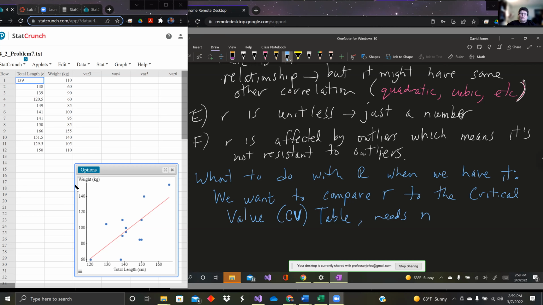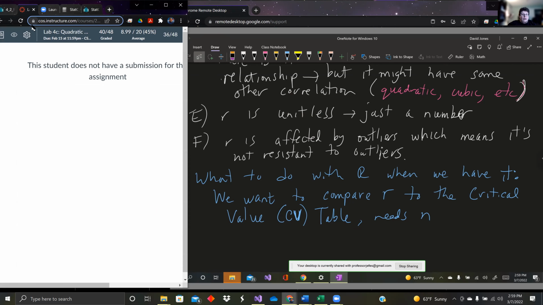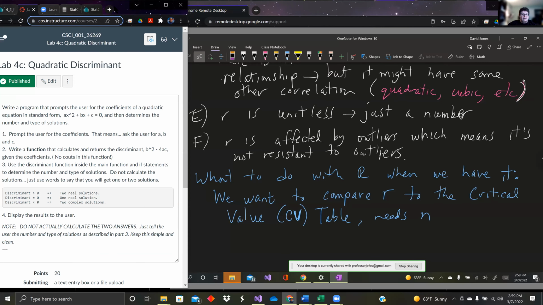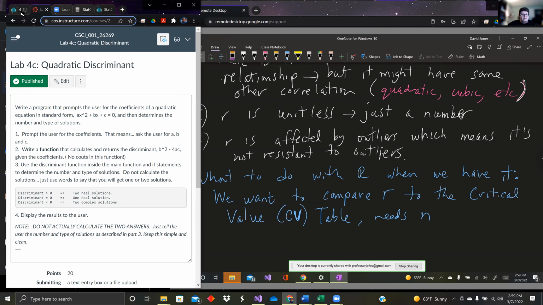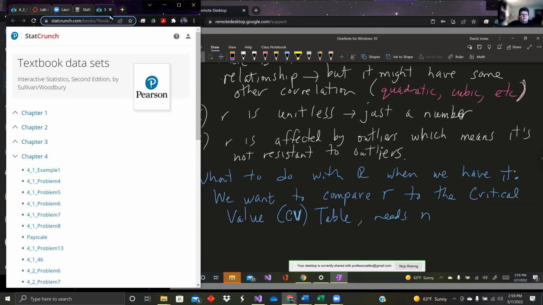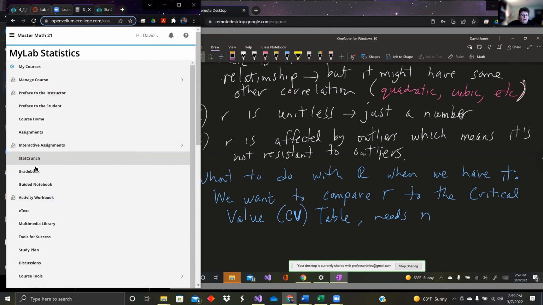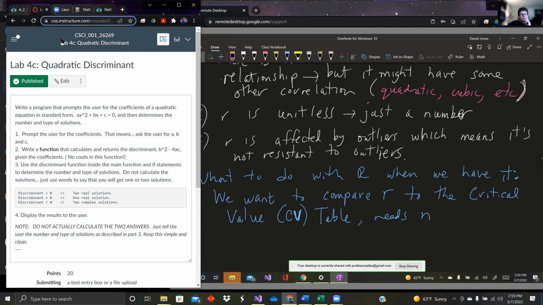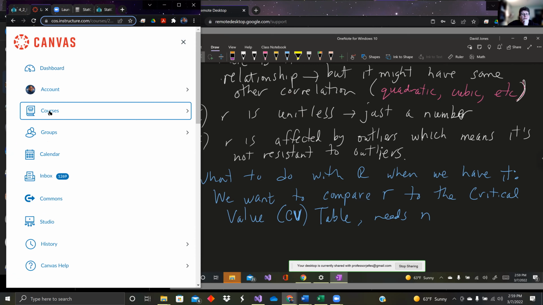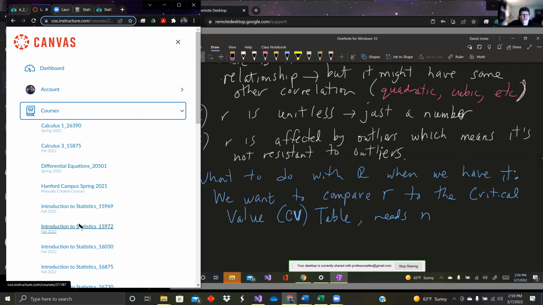Okay. Where can we find the table if it doesn't show up in the problem? If it doesn't show up in the problem, we actually have a copy in our lecture notes. Let me get back over to our class. No, actually I wanted Canvas. So let me get out of that course, come over to our stats course.